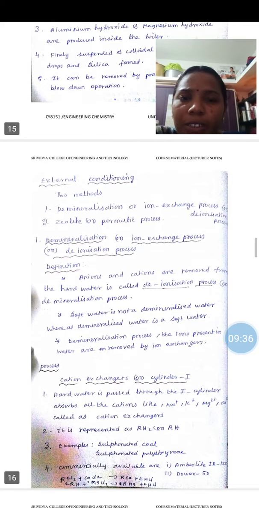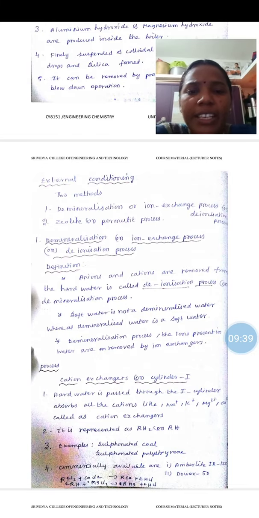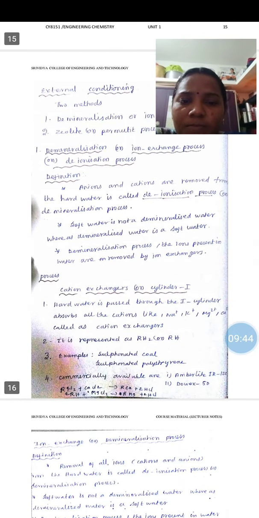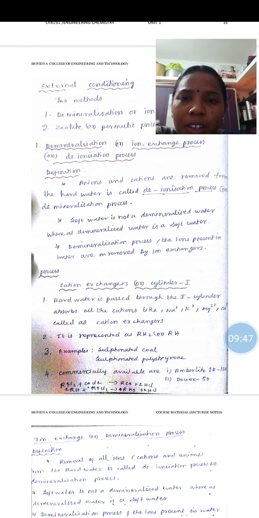Then there are two types of external conditioning methods. The first one is demineralization or the ion exchange process. The ion exchange process removes almost all anions and cations present in hard water, so this method is known as the demineralization or deionization process. Soft water is not necessarily demineralized water, but demineralized water is soft water, because demineralized water does not contain any cations and anions, but soft water contains other cations and anions except calcium and magnesium.